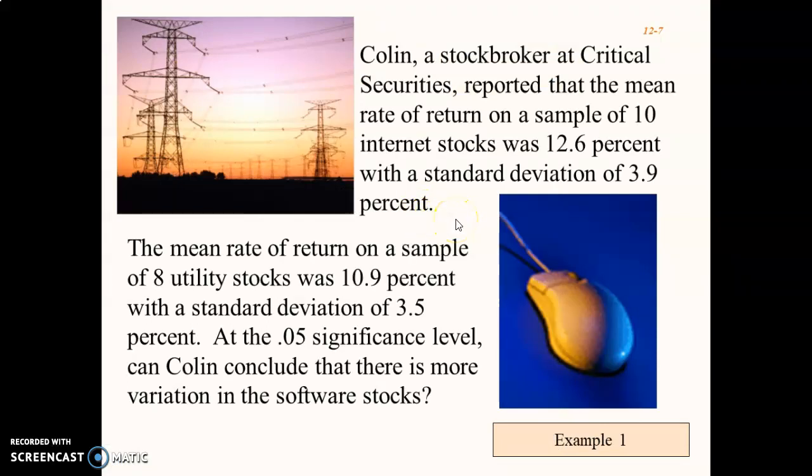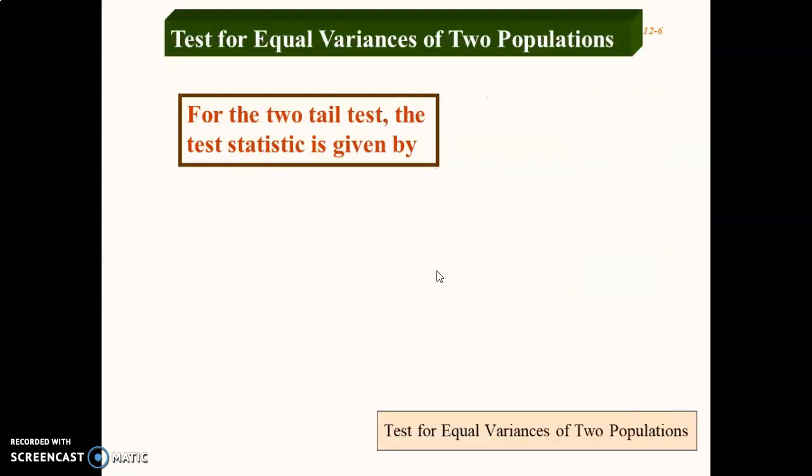So let us now solve the problem. Again, Colin, a stockbroker of Critical Securities, reported that the mean rate of return on a sample of 10 internet stocks was 12.6%, with a standard deviation of 3.9%. The mean rate of return on a sample of 8 utility stocks was 10.9%, with a standard deviation of 3.5%. At 0.05 significance level, can Colin conclude that there is more variation in internet stocks? In this problem, we are trying to compare the variance of the stocks.